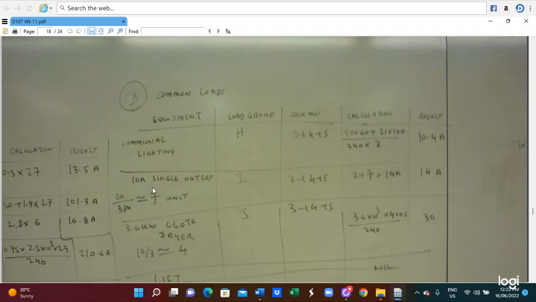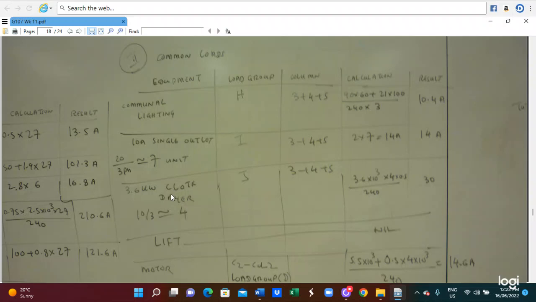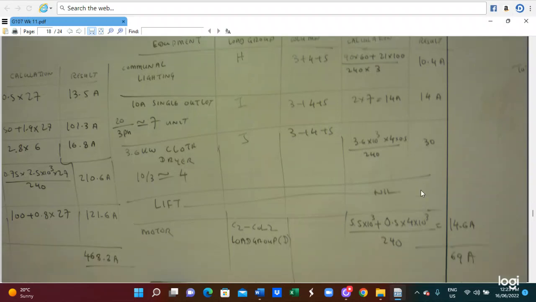10 ampere single socket outlet. So that will be the average 7 units. So that will be load group, column 3, 4, 5. So 2 multiplied by 7, you got 40 ampere. 3.6 kilowatt clothes dryer. So every phase total units are 10 units, the 3 phase divided by 3, so approximately 4. Load group J, column 3, 4, 5. So there we calculate 3.6 into 10 power 3 multiplied by 4 multiplied by 0.5 divided by 240, you got 30 ampere.